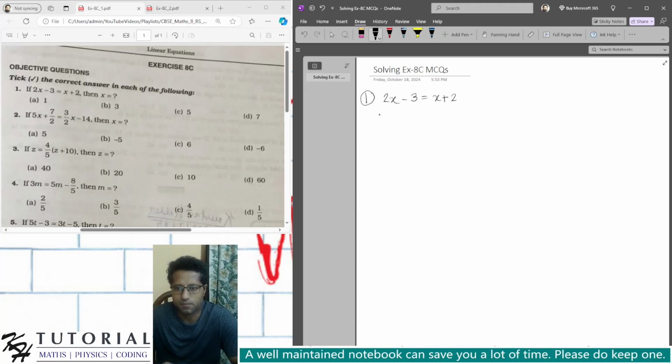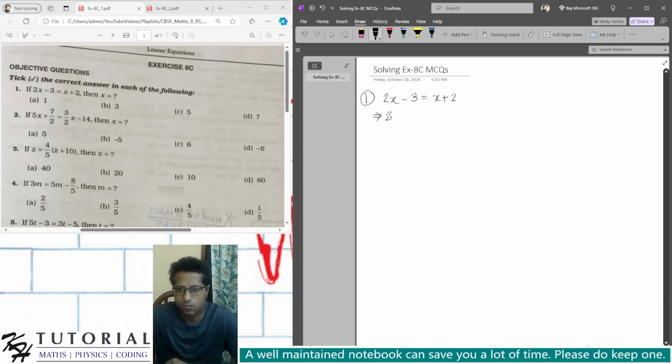This is a very simple form of linear equation. I will bring all the x terms to the left hand side and all the constant terms to the right hand side by transposition, and we get 2x minus x is equal to 2 plus 3. After simplifying the LHS and RHS, we get x is equal to 5. So x equals 5 is the solution or root of this linear equation, and hence the correct choice is C.